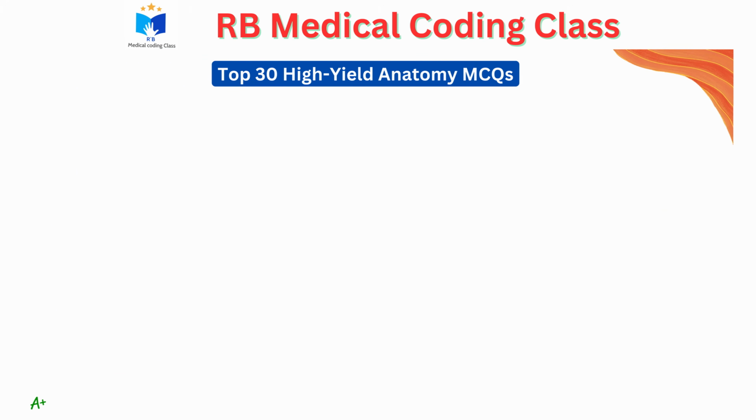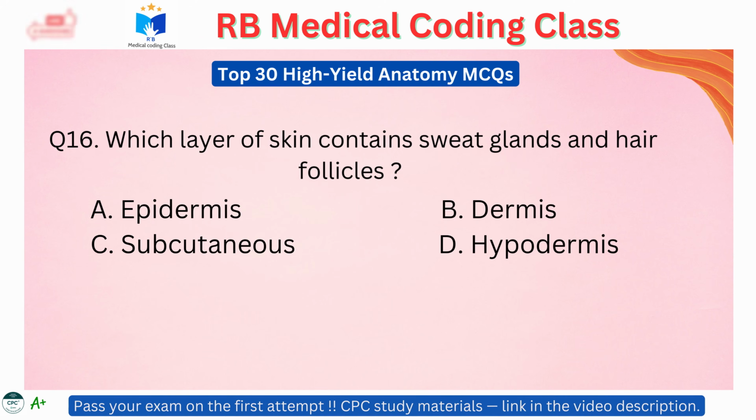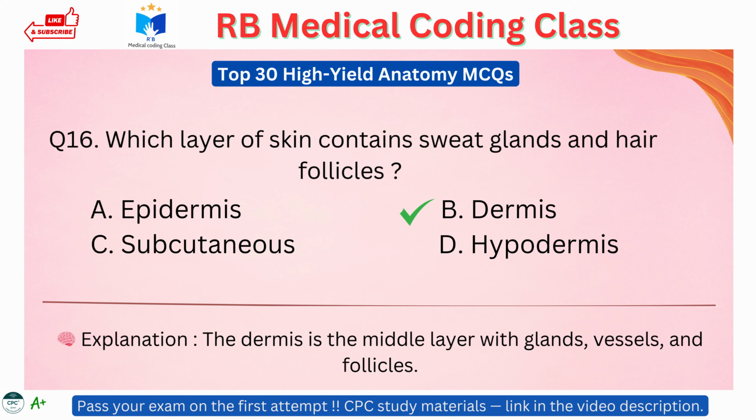Question 16. Which layer of skin contains sweat glands and hair follicles? A. Epidermis. B. Dermis. C. Subcutaneous. D. Hypodermis. Answer. B. Dermis. Explanation. The dermis is the middle layer with glands, vessels, and follicles.